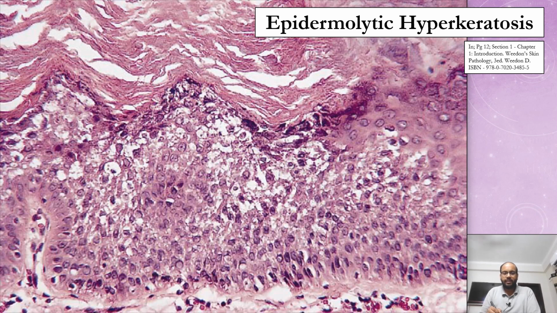So here you can see. Let me just change the color. Here you can see this kind of spongiosis-like appearance, and you can easily see the compact hyperkeratosis, the thickening of the stratum corneum, more than one third of the epidermis, isn't it? So you can appreciate a bit about epidermolytic hyperkeratosis.